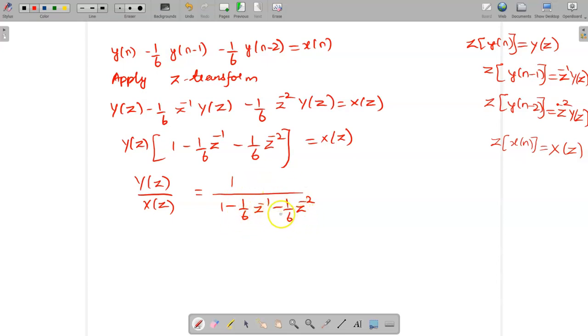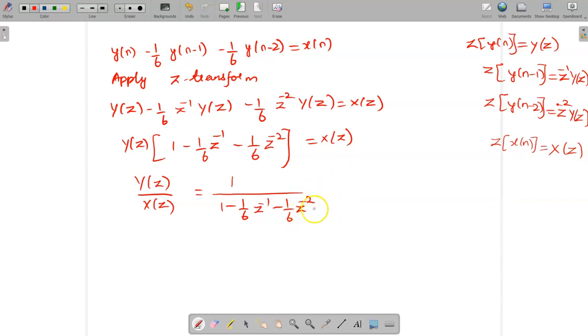Once you have done this, all the terms are in inverse z, so convert that into positive powers of z. The highest power of z here is z power minus 2, so the opposite power you multiply in both numerator and denominator. That is, we need to multiply by z square.